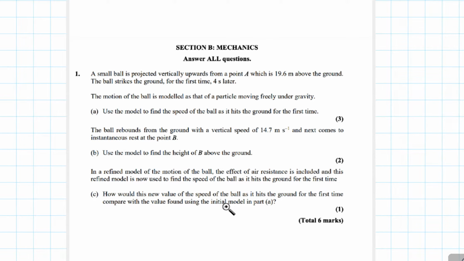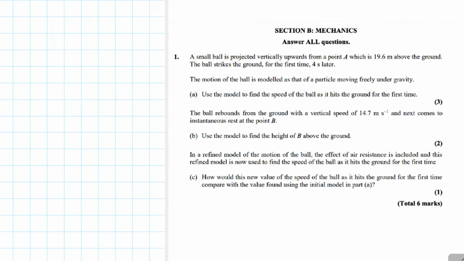So for this question, we always want to try and draw out the situation. A small ball is projected vertically upwards from a point A. So we'll take point A and the ball goes vertically upwards and it's 19.6 meters away from the ground. So this is 19.6 meters.